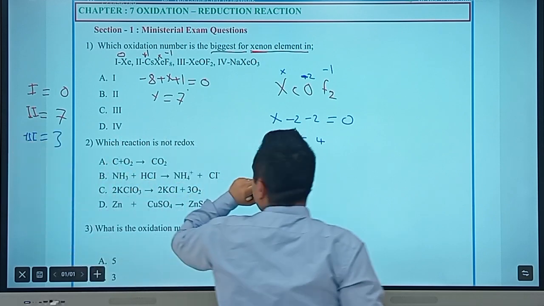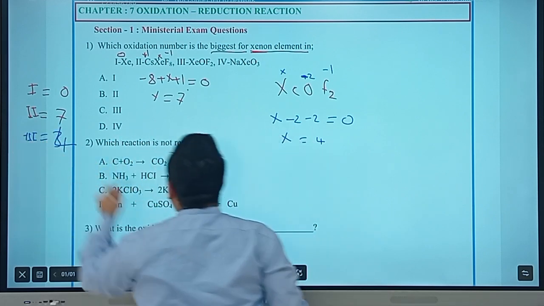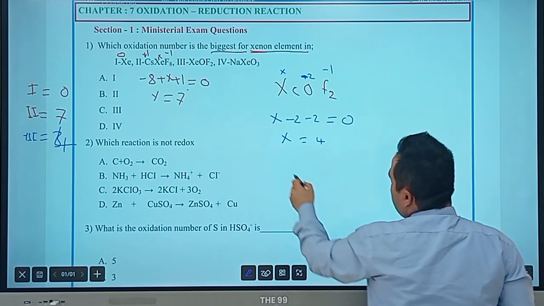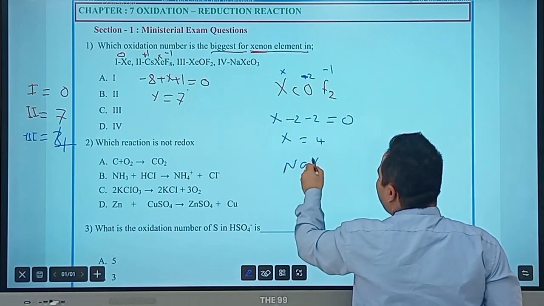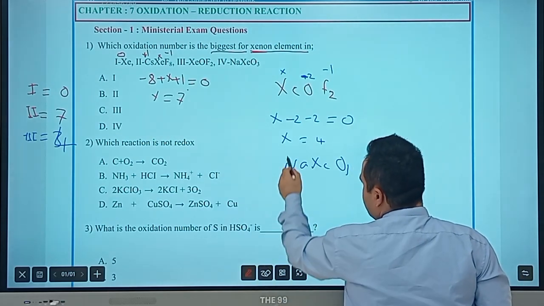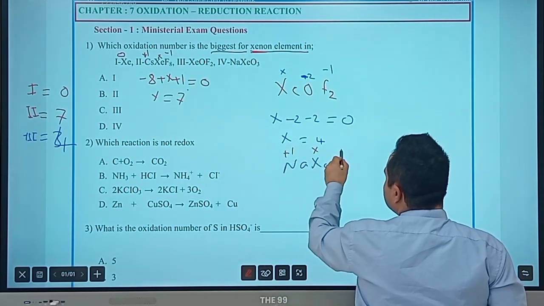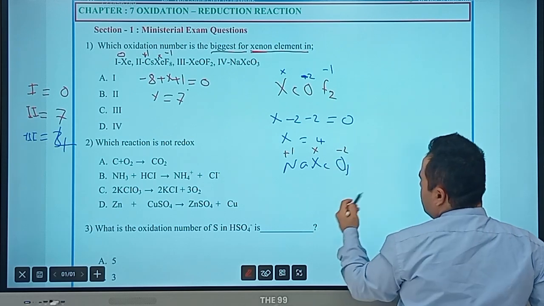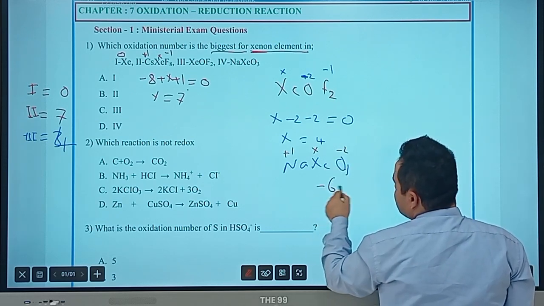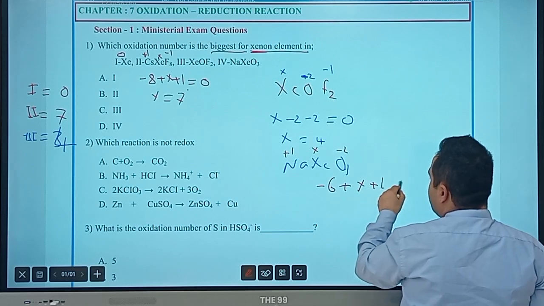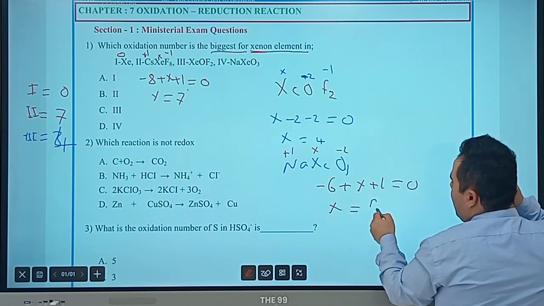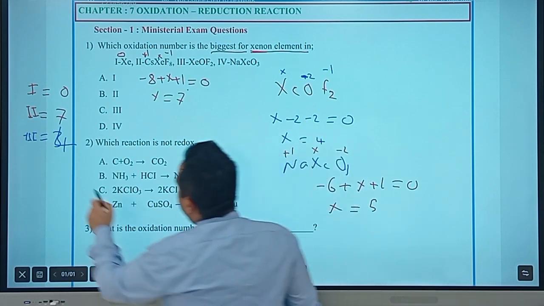In this case, the third one equals 4. How about NaXeO3? Na is positive 1, group 1 element, O is minus 2. Minus 2 multiplied by 3 is minus 6, plus X plus 1 equals 0. X is equal to what? Is equal to 5.